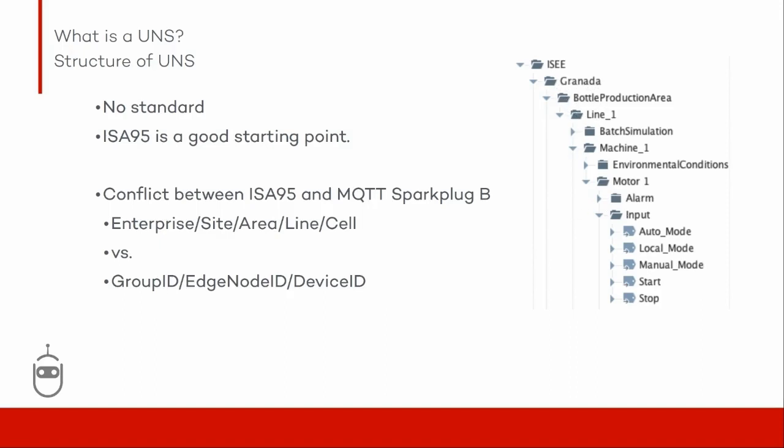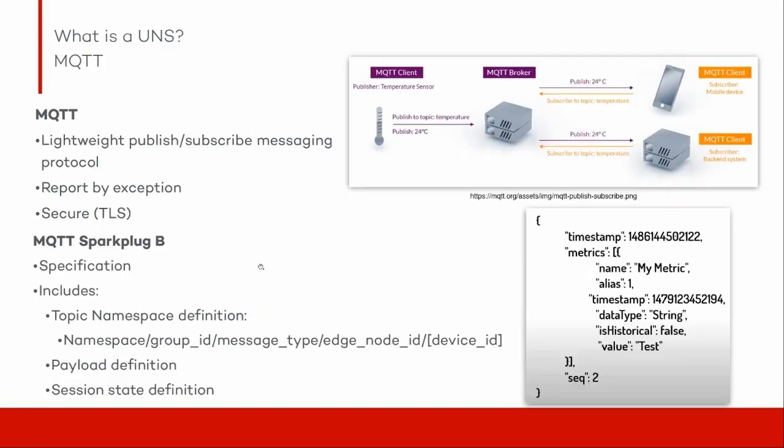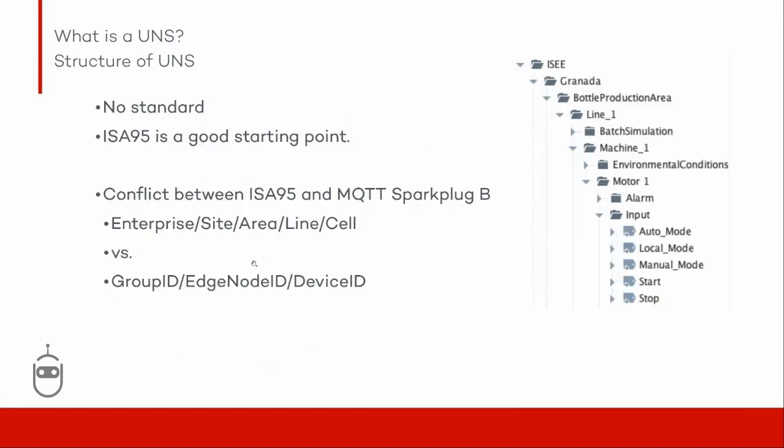But as you can see here, there's a conflict between ISA-95 and MQTT Sparkplug B. When you look at ISA-95, for example, you have five levels: enterprise, site, area, line, and cell. And if you look at MQTT Sparkplug B, then you actually have group ID, edge node ID, and device ID. In this case, we disregard the namespace and the message type because those are implicit here. So the only ones you can actually change are the group ID, edge node ID, and device ID.